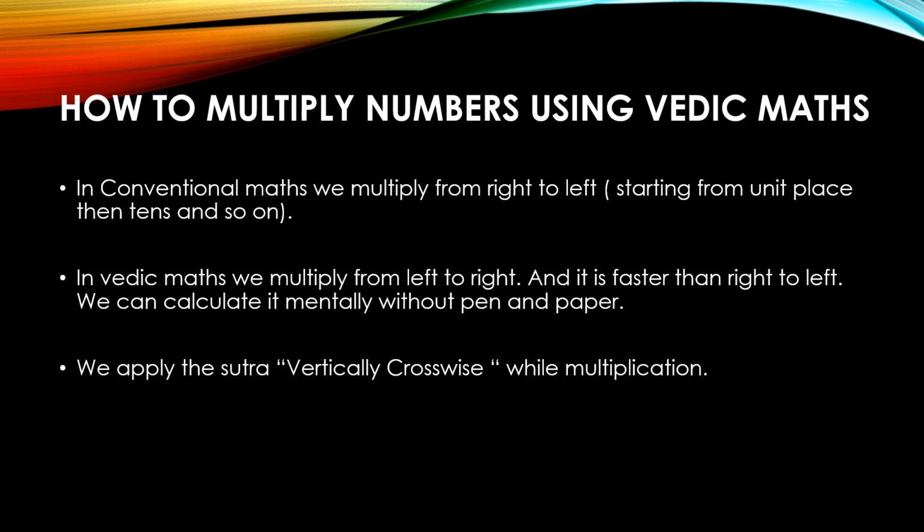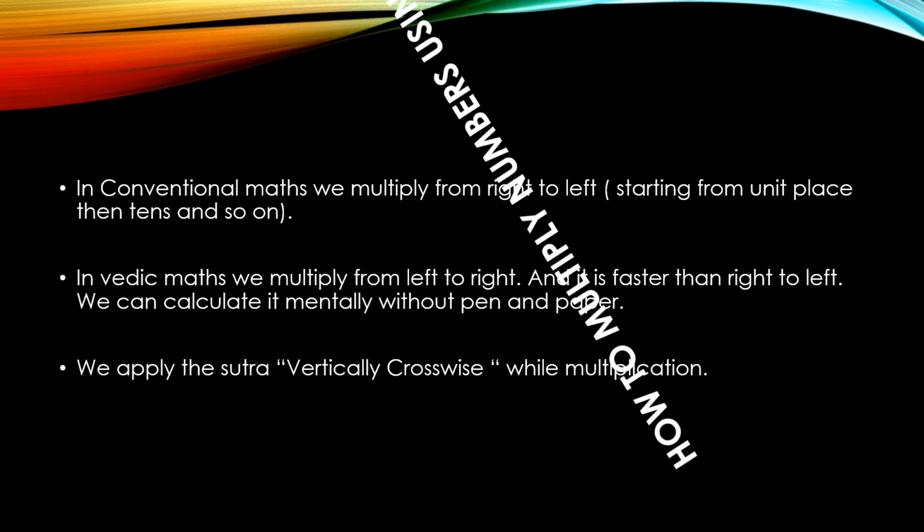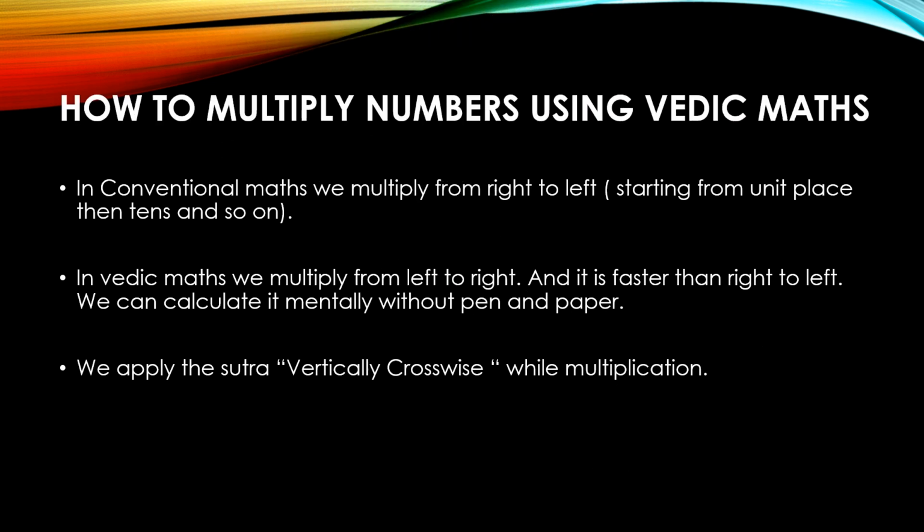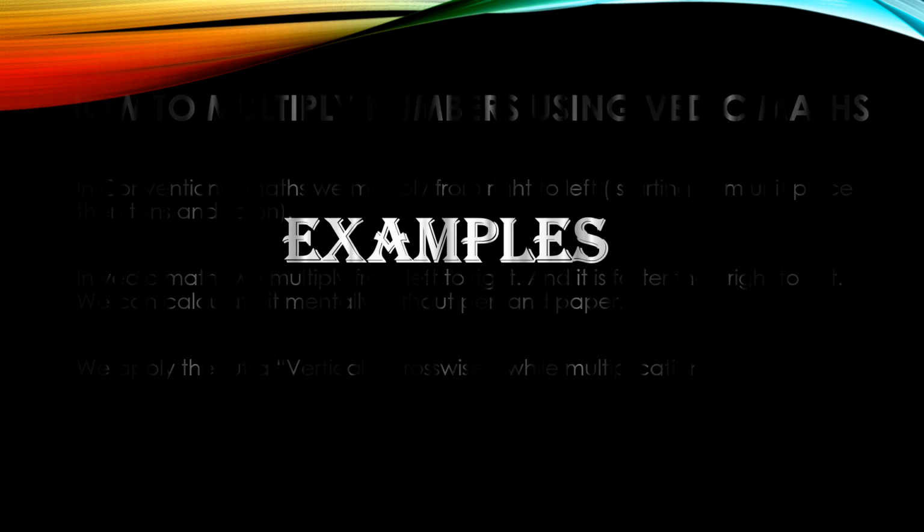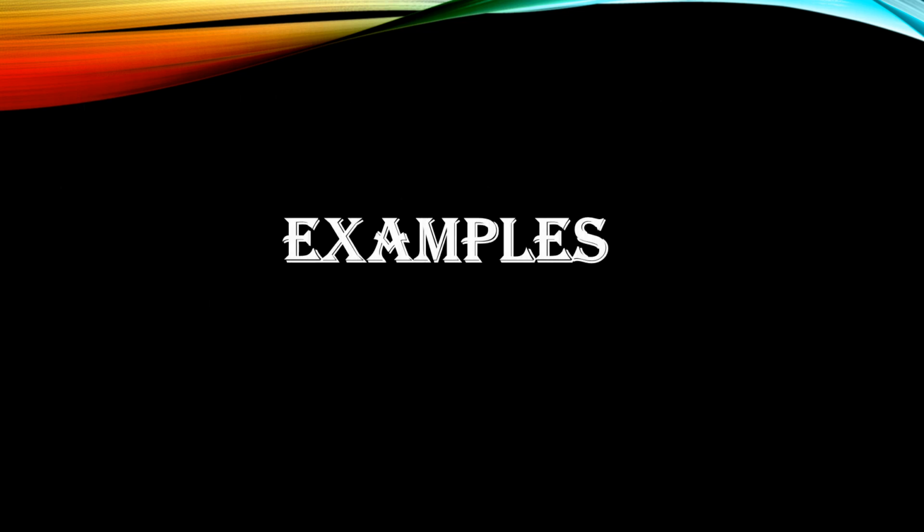Then we will start. How to multiply numbers using Vedic maths. In conventional maths, we multiply the numbers from right to left, that is starting from unit place, then tens place and so on. But in Vedic maths, we multiply numbers from left to right, and it is faster than right to left also. We can calculate it mentally without pen and paper. We apply the sutra vertically and crosswise while multiplication. Let's take some examples.